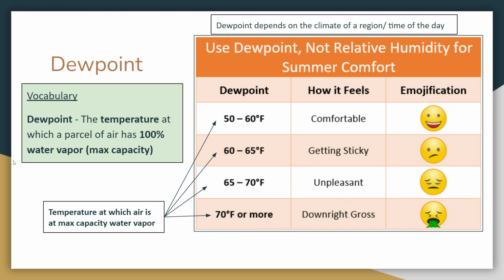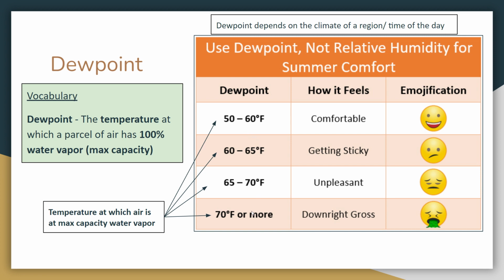In other words, let's look at these, right? Say my dew point is 50 to 60 degrees Fahrenheit. That just means that in this location or at this time, at this temperature, my parcel of air will be at max capacity of water vapor. It can't hold any more water because of that temperature.